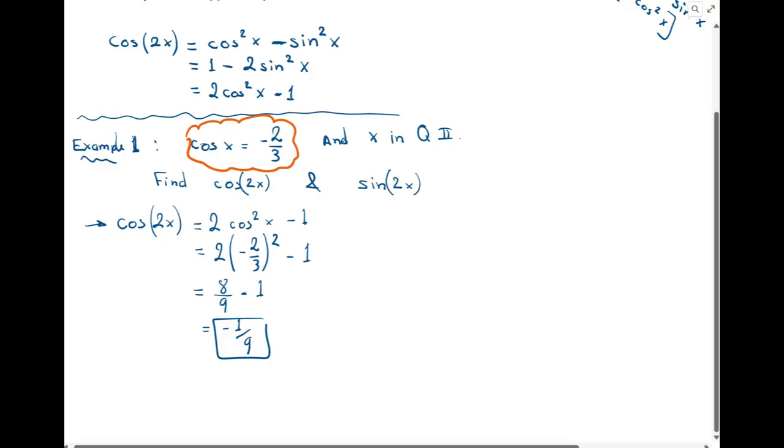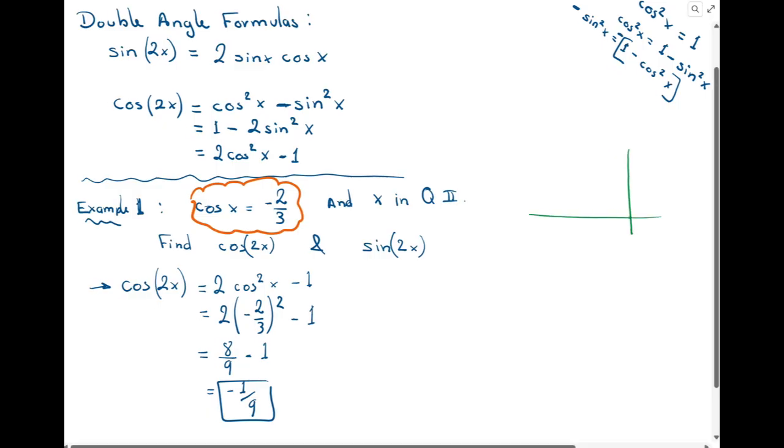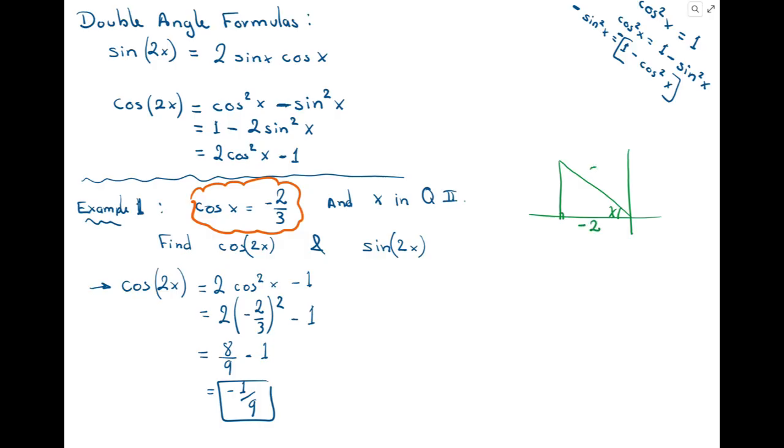So for the sine of 2x, I'm looking at my formula for the sine of 2x, and I do need both sine and cosine, right? So here I'll have to do a little bit of prep work first. We are told that x is in quadrant 2, so I'm going to draw a triangle, place my x right there, and we're told that the cosine is negative 2 over 3, so cosine is adjacent over hypotenuse.